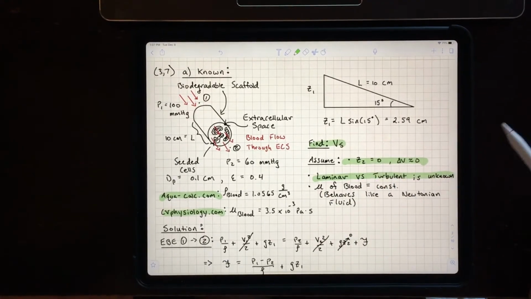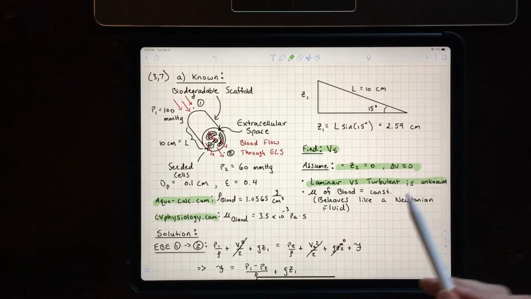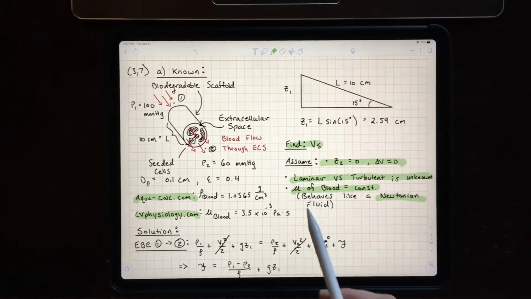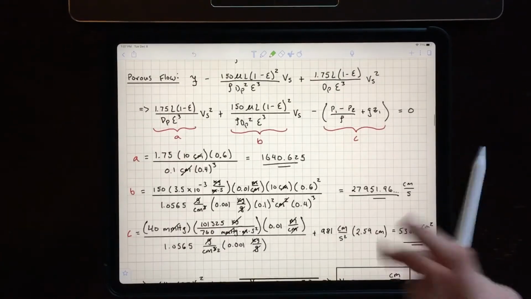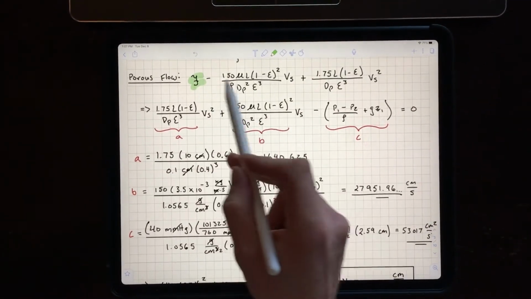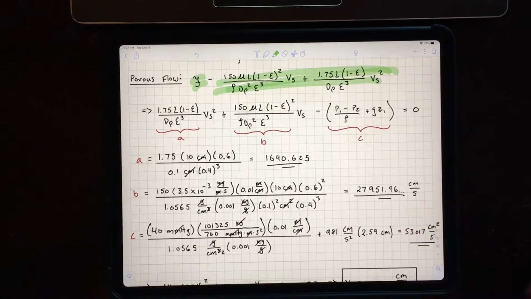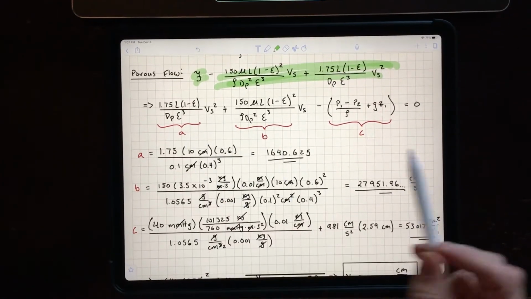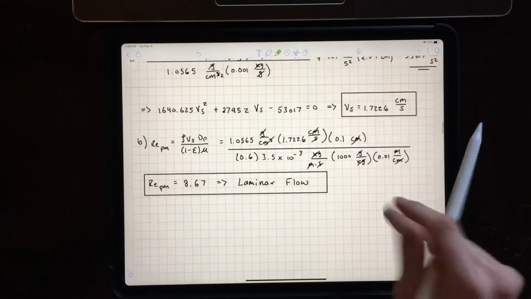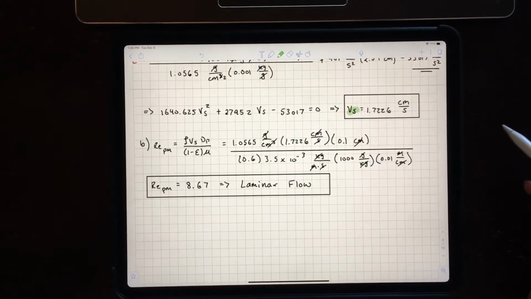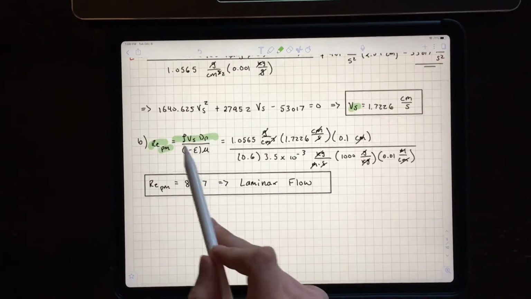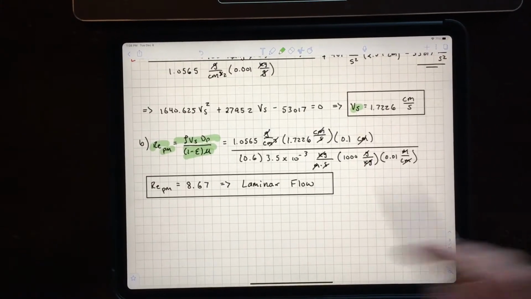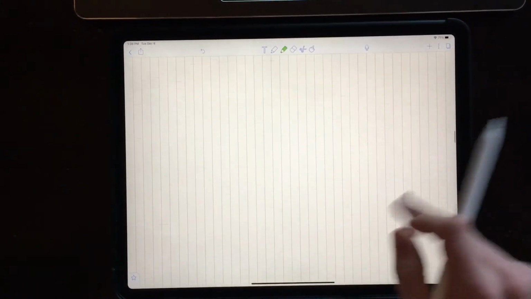Laminar versus turbulent is not known for this problem, and the viscosity of blood is constant, so therefore it behaves like a Newtonian fluid. Going to skip the extended Bernoulli equation, but that's how we get the script F term in this equation for flow through porous media. We're going to use our known values to get A, B, and C, which will then solve the quadratic to get the superficial velocity. In part B, we can then plug that into the equation for Reynolds number through porous media and find that it's laminar flow.